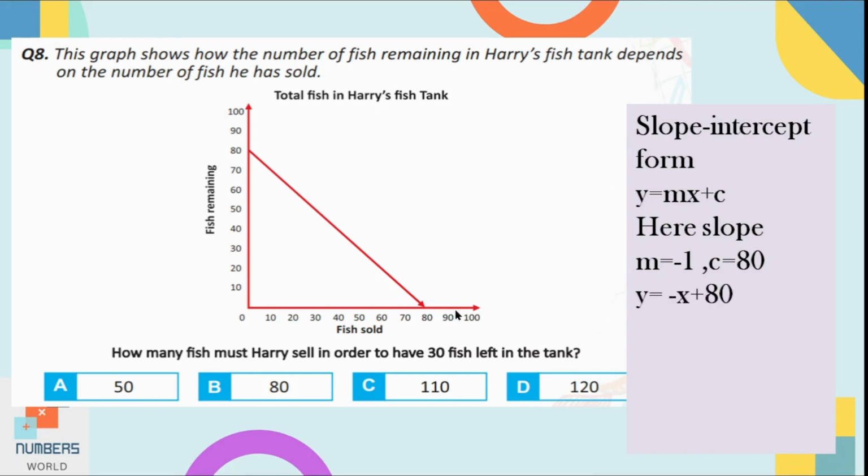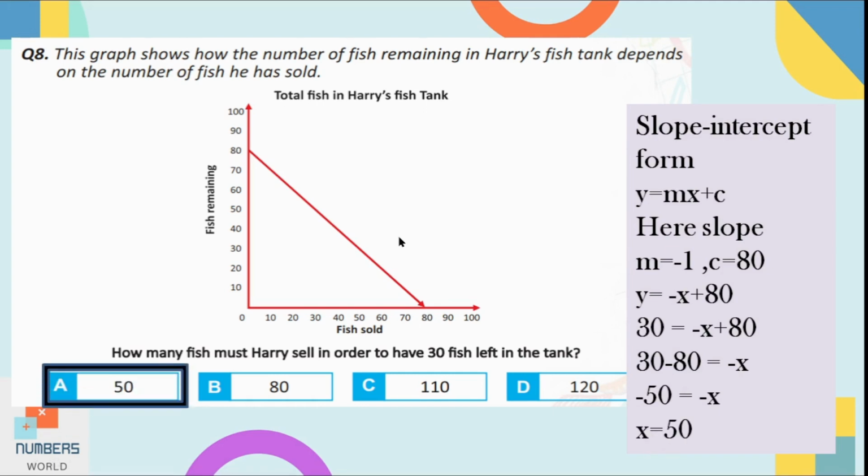Now we will put the values in the equation. Y is equal to -x plus 80. As the value of m was -1, which was multiplied by x, that's why a negative is written with the x. Now we will solve it. After solving it, the value of x is 50. So option A is the correct option.